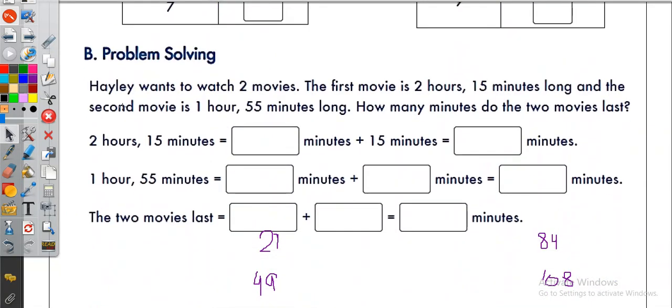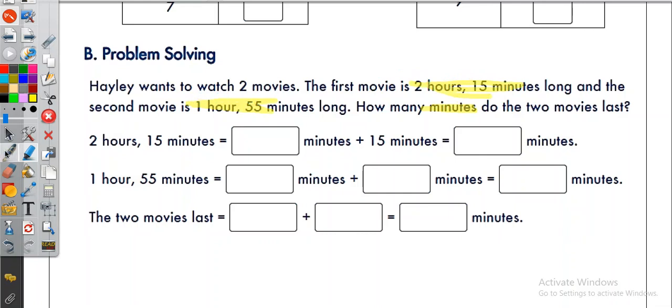Problem solving. Haley wants to watch 2 movies. The first movie is 2 hours 15 minutes long and the second movie is 1 hour 55 minutes long. How many minutes do the 2 movies last? The first one is 2 hours 15 minutes. The second one is 1 hour and 55 minutes.